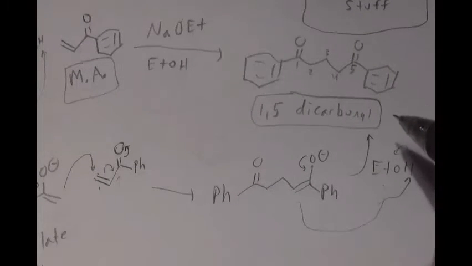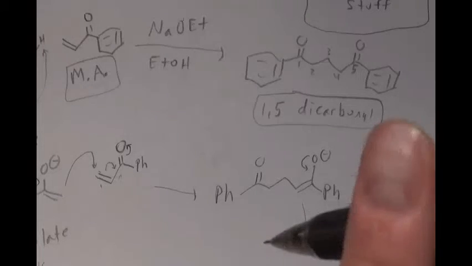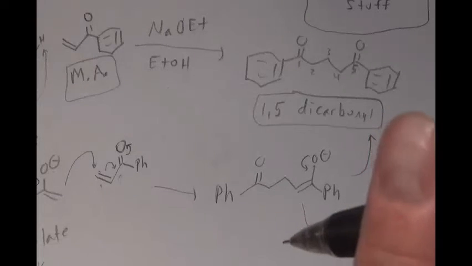Cool. There we go. Now that shows the formation of the 1,5-dicarbonyl product. Okay, 1, 2, 3, 4, 5. That's a Michael reaction, and that is pretty straightforward.